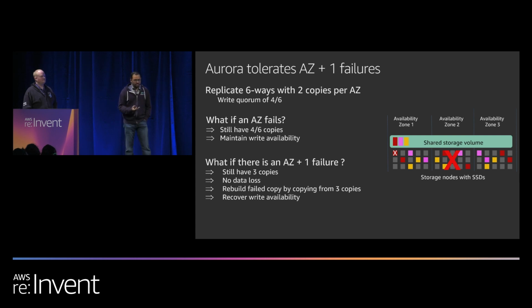So the quorum, that's why we do majority. So 4 out of 6 still have 3 copies. There is no data loss. Of course, the database is down. It cannot write because it's waiting for 4 copies to be there. But we can rebuild from the remaining 3.